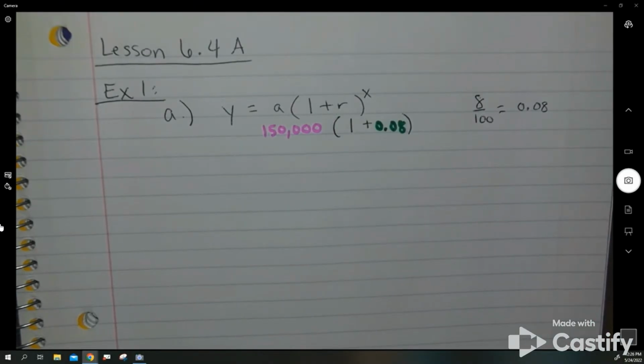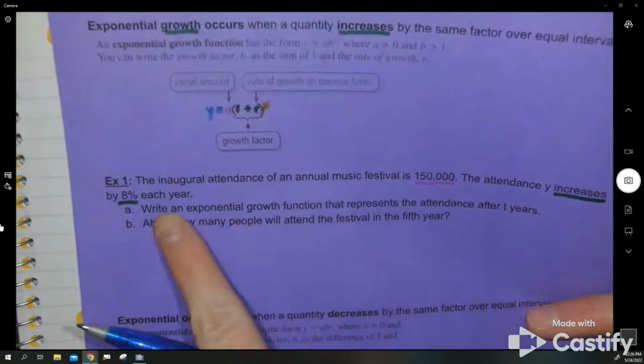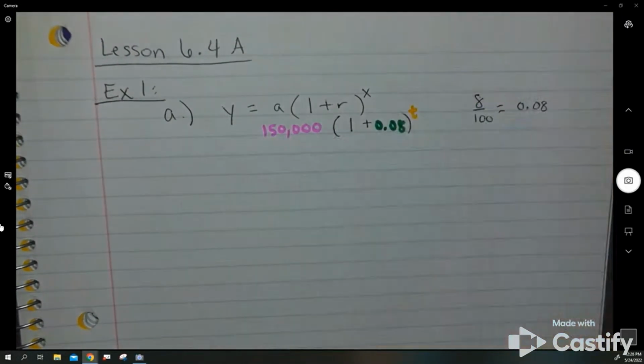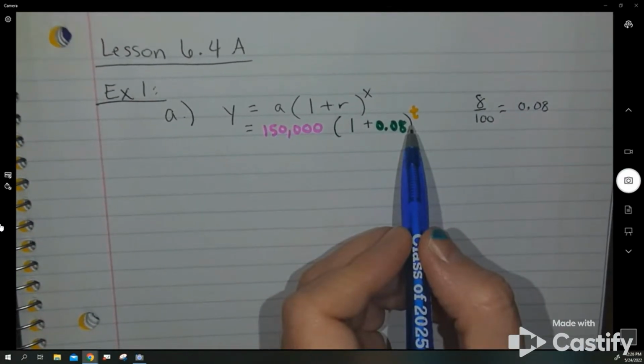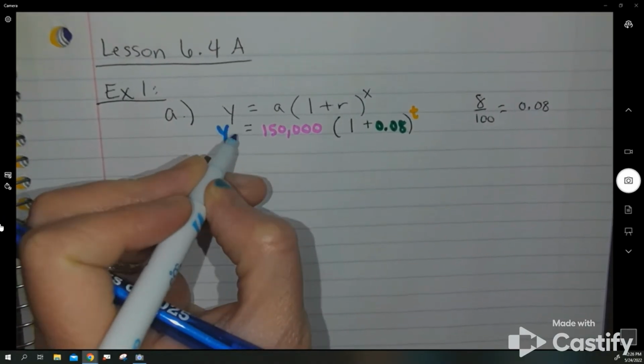Okay, and then we have to raise it to the x power, and x is the amount of time that has elapsed. So they're telling us in part A the attendance after t years. So instead of writing x, this time we're going to write t. And once we figure this information out, or if we knew what t was, then the value that we're looking for in this instance, the amount of people, is that y that we have here.